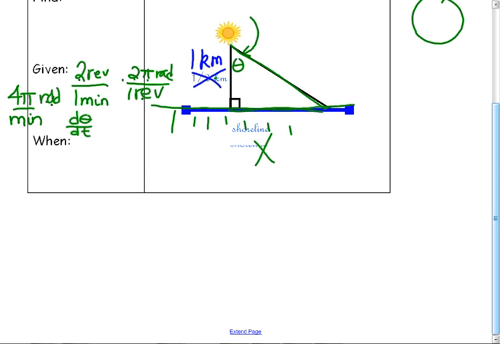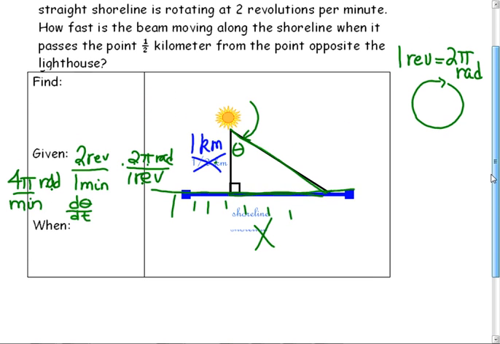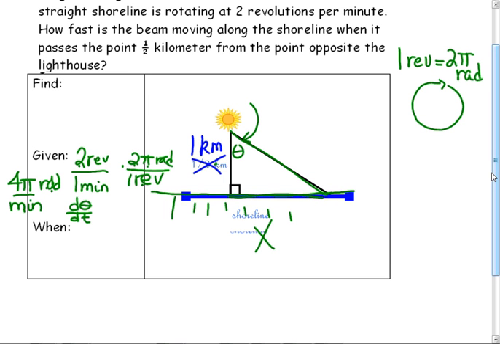Good name, theta. And it says when, and that was the part I was a little confused about, it says when it passes the point 1/2 kilometer from the point opposite lighthouse. Now my head is working. So it's when this distance, here's this point here, it's when this distance is 1/2. So x is equal to 1/2.